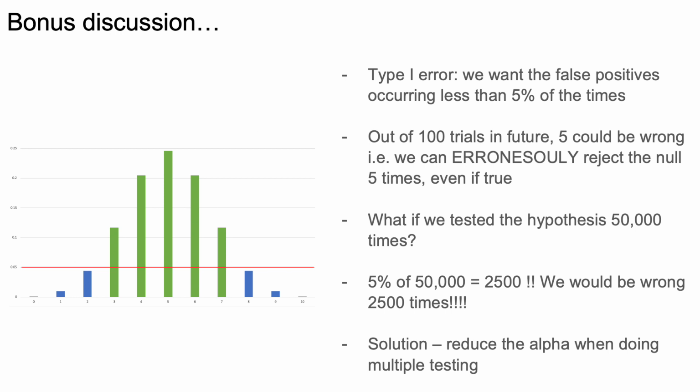I have a bonus discussion to make. So we define type 1 error as we want the false positive occurring less than 5% of the times. So out of 100 trials in the future, we could be wrong 5 times. Even if the null is actually true, we would end up rejecting it. But what if we tested hypotheses in tandem 50,000 times? Well, 5% of 50,000 is 2,500 and we would be wrong 2,500 times. The solution to that is to reduce the alpha when doing multiple testing, and I would make a future video on multiple testing.